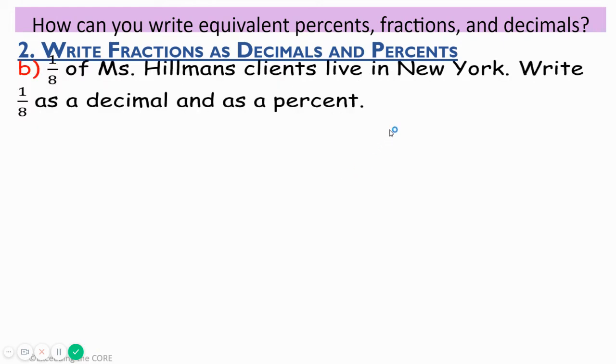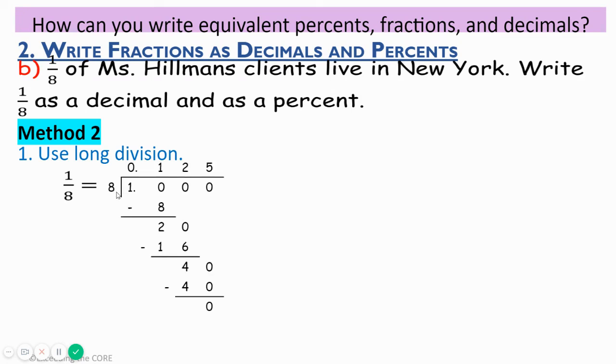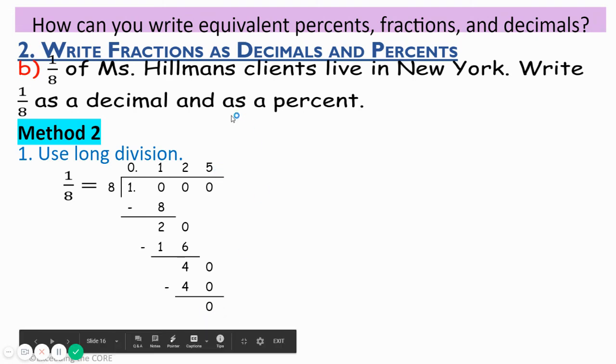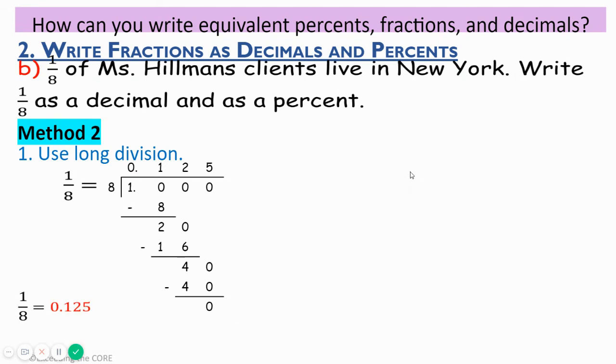Now in this example, 1/8 of Miss Hillman's clients live in New York. Write 1/8 as a decimal and as a percent. I can't think of a way to multiply to get 8 times something to be 100, so I'm going to use long division, and I'm going to do 1 divided by 8. When we do that division, this terminates, which means I get my last number at 125 thousandths. And so my decimal equivalent to 1/8 is 0.125, or 125 thousandths.